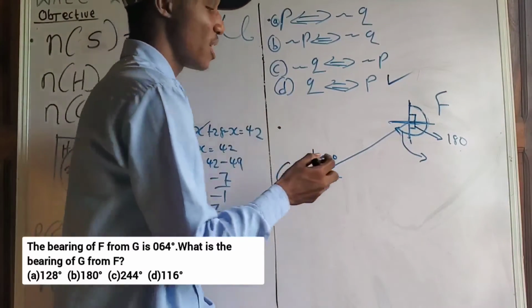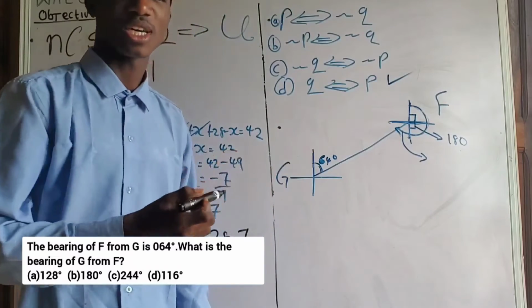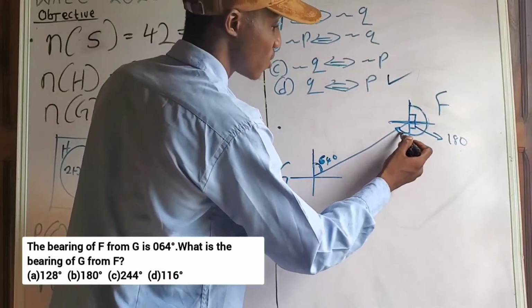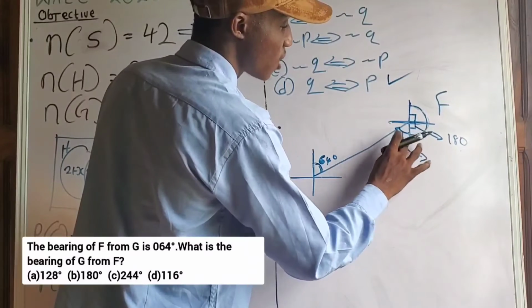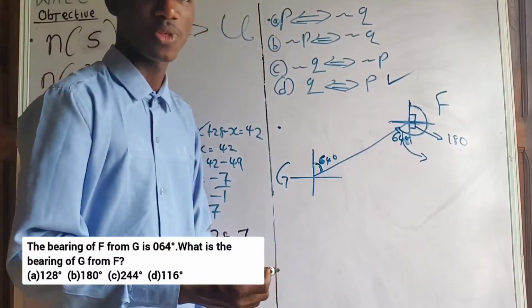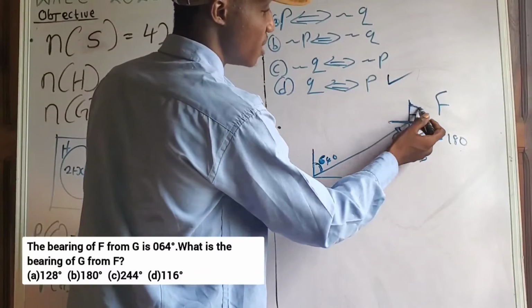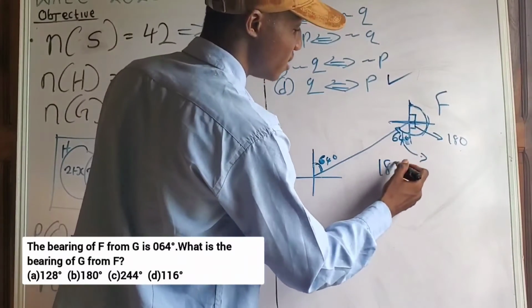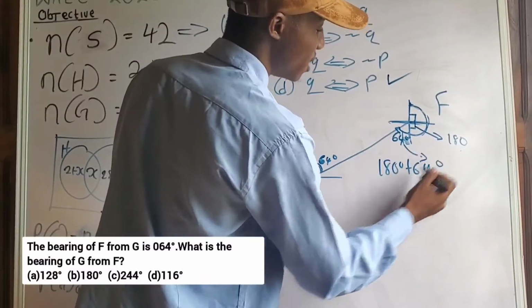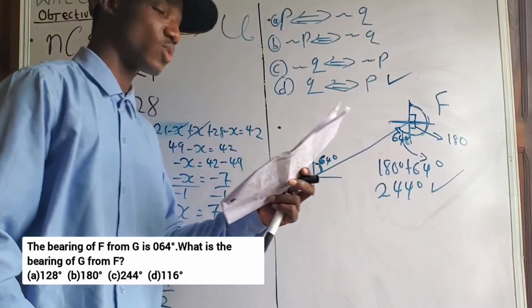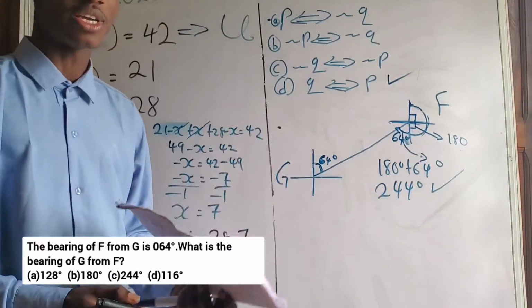You understand? So now, don't forget there is something called alternate angles. See, 64 degrees, this angle is alternate to this angle. This angle will also be what? 64 degrees, because alternate angles are equal. So the bearing of G from F will be the sum of all these angles, which is 180 degrees plus 64 degrees. That will be 244 degrees. That is the solution to that question. Option C is correct. Do you understand?